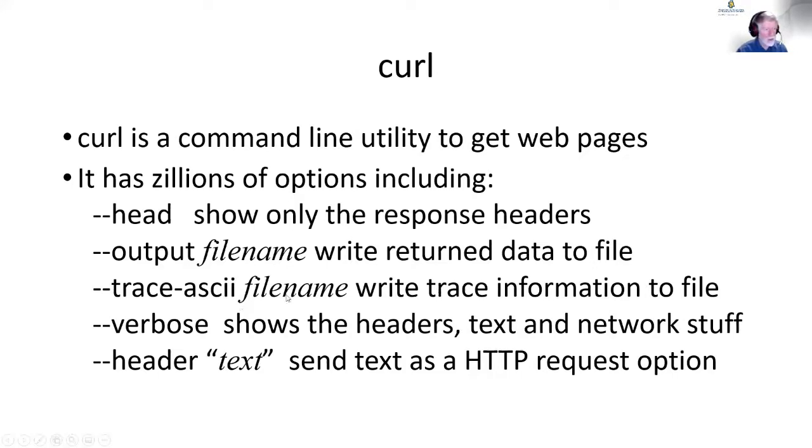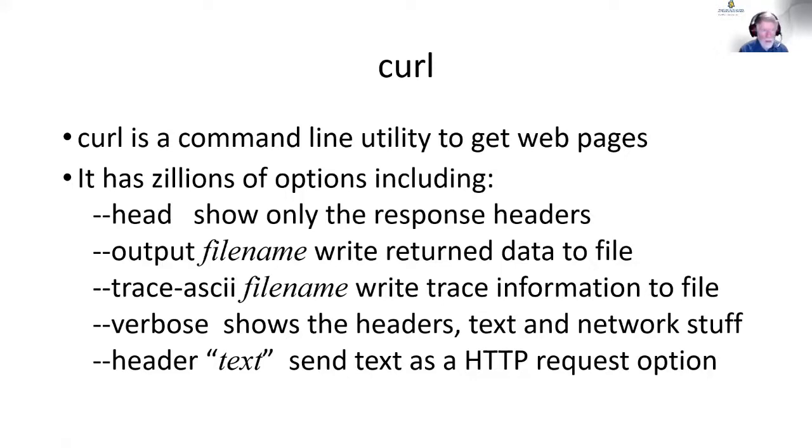Trace ASCII, specify a file name, and it will give you all sorts of information and store it in the file. And you can then look at that file and see all the stuff that went back and forth, including a lot of information about the setup of the channel. Verbose, you can add to any other option to show that and everything. And there's a header option, which says, I want to send additional information in my HTTP command. I want to add other HTTP request options.